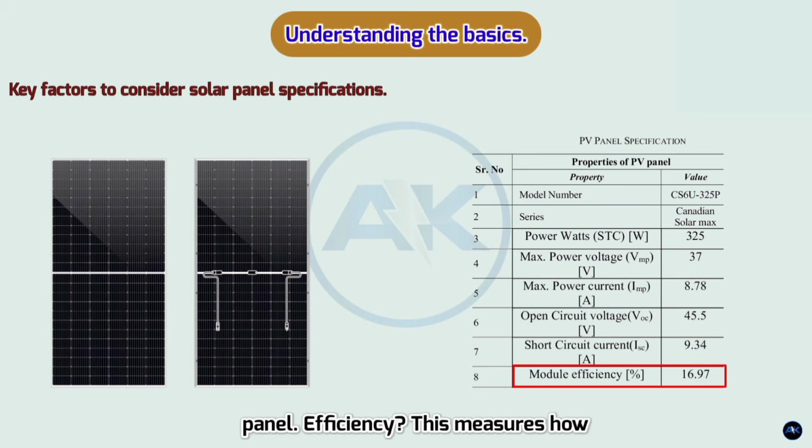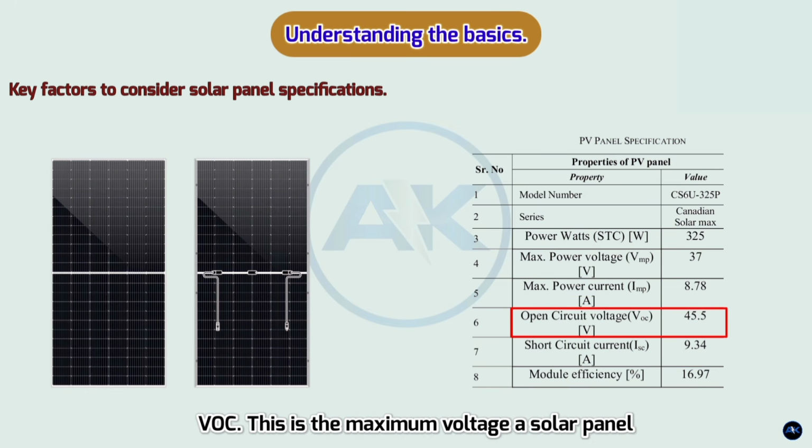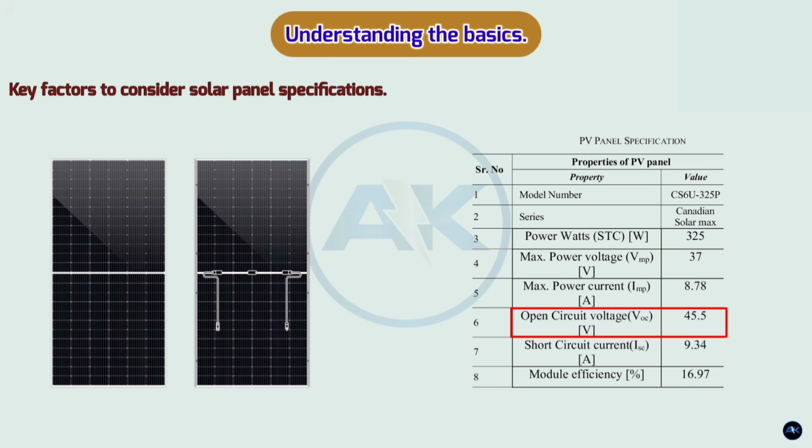Efficiency. This measures how efficiently a solar panel converts sunlight into electricity. Higher efficiency means more power output for a given panel size. Open circuit voltage, VOC. This is the maximum voltage a solar panel can produce when no current is flowing. It's important for ensuring compatibility with inverters and other system components.